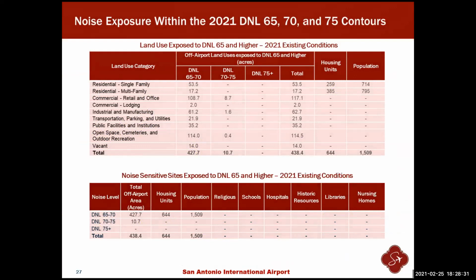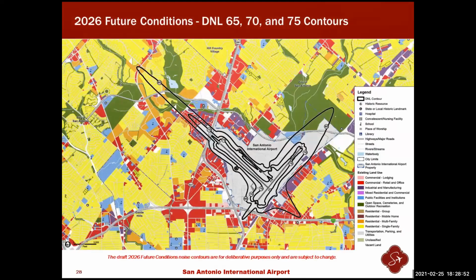The top table shows the types of land uses and their total acreages within each 2021 DNL contour interval. Land use types range from single-family residential, such as single-family homes, to recreation, such as public parks. The bottom table quantifies the types of noise-sensitive sites located within each 2021 DNL contour interval.